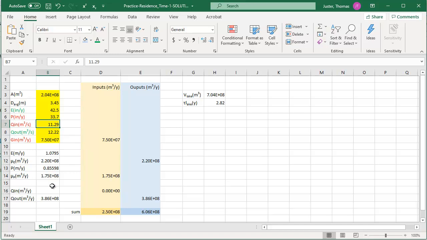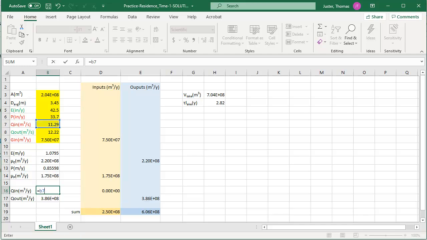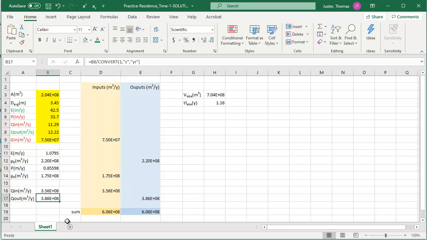I want to convert that to meters cubed per year. So I'm going to take the value in that cell in B7, right? That's meters cubed per second. And now I need to multiply that times the number of seconds in a minute, which is 60, times the number of minutes in an hour, which is 60, times the number of hours in a day, which is 24, times the number of days in a year, which is 365. And when I do that, I will have calculated the amount of meters cubed per year. It's going to be a much larger number. There it is.